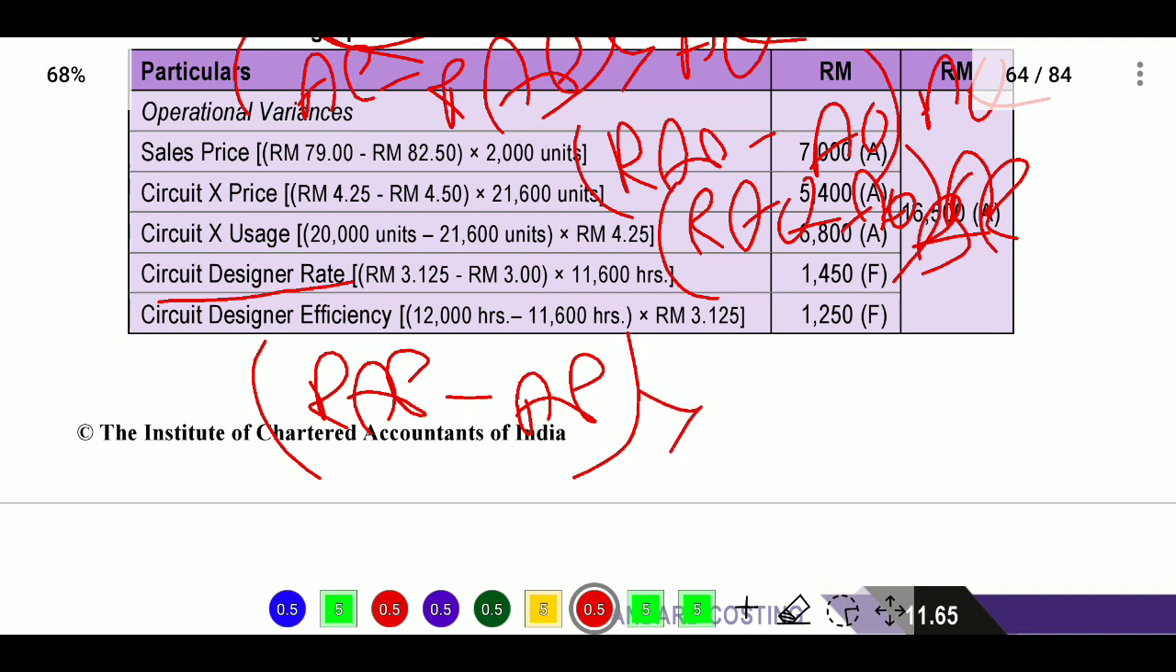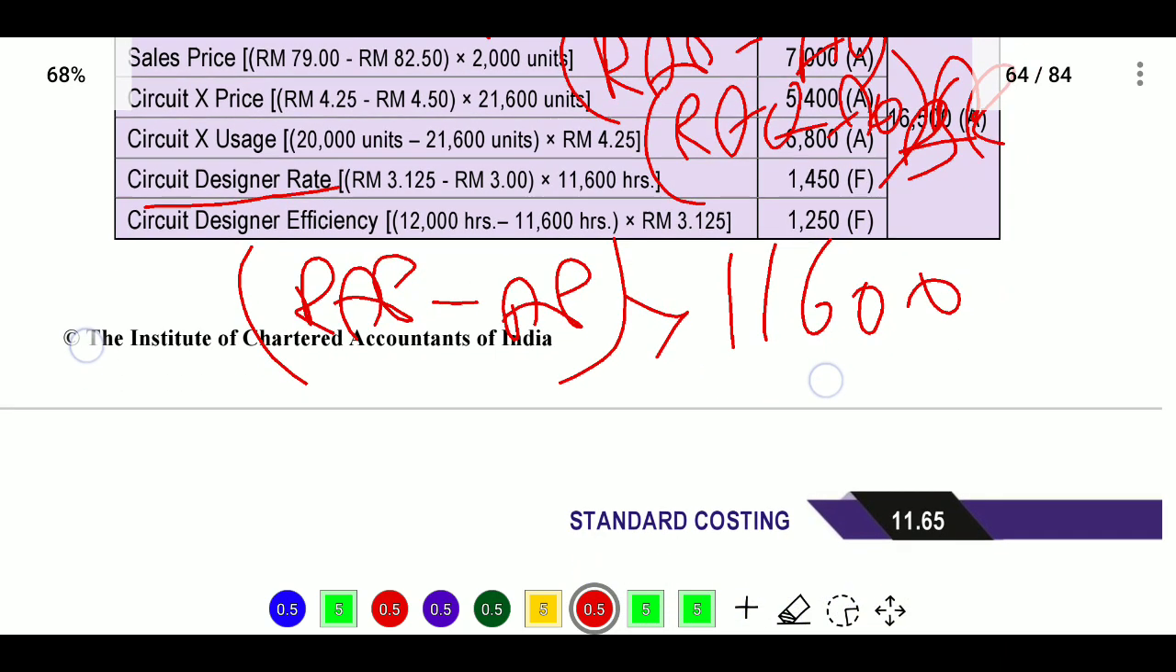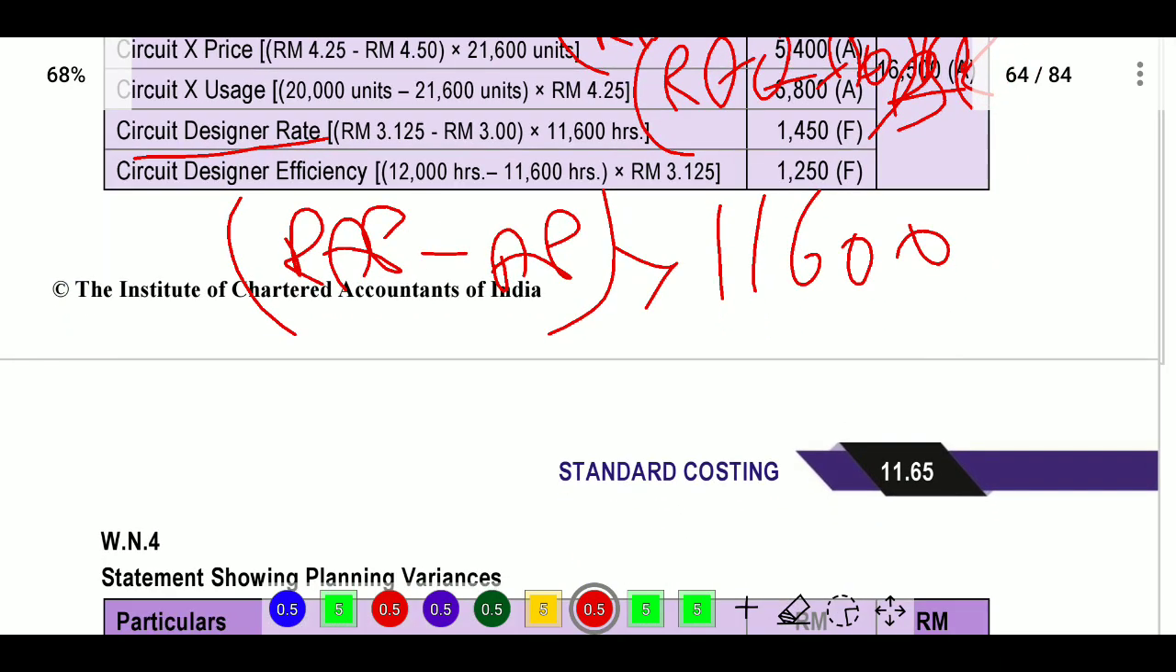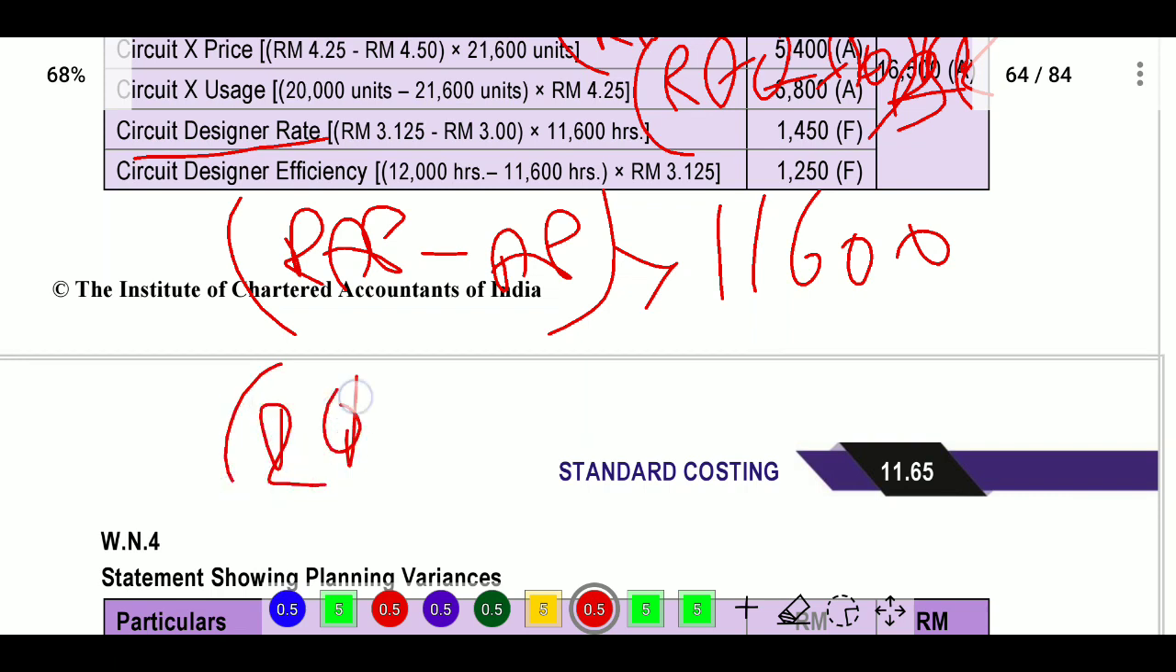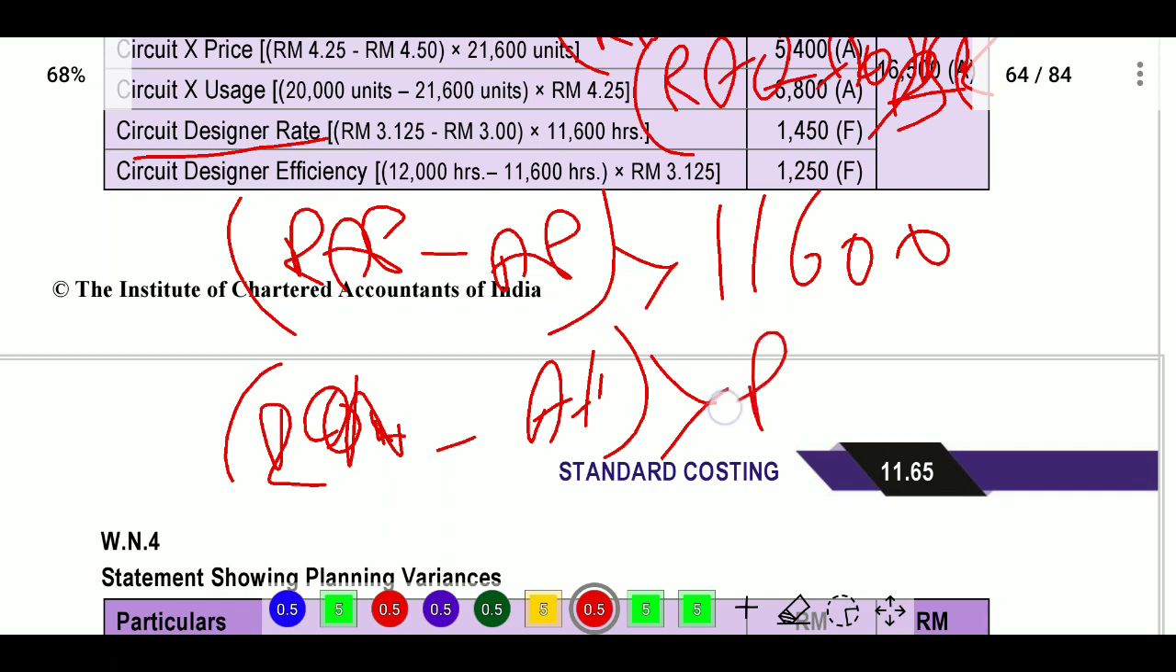Which quantity will we take? Quantity means hours. For labor, means hours. Which one will we take? 11,600, but budgeted we have 12,000 hours. Next, circuit design difference in hours. So we have revised actual quantity 12,000, and 11,600 will be actual hours we have taken into price. Which price will we take? Revised actual price we will take.